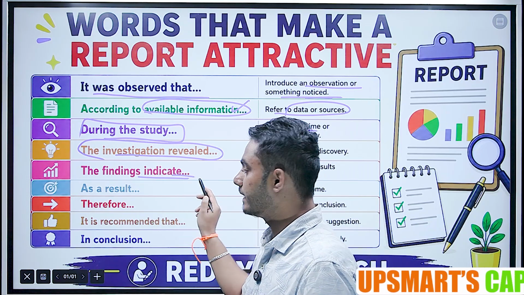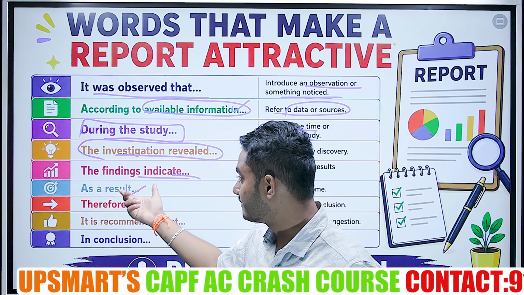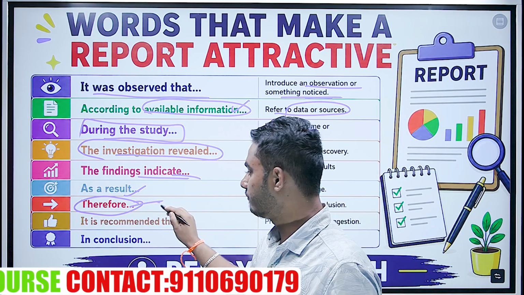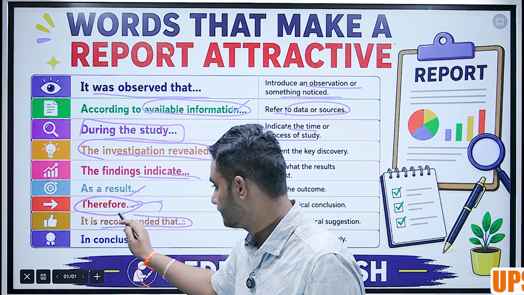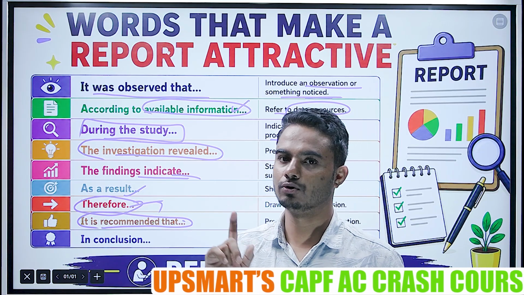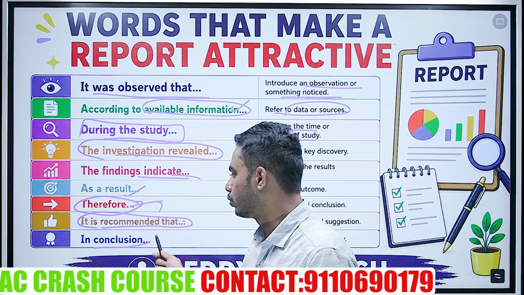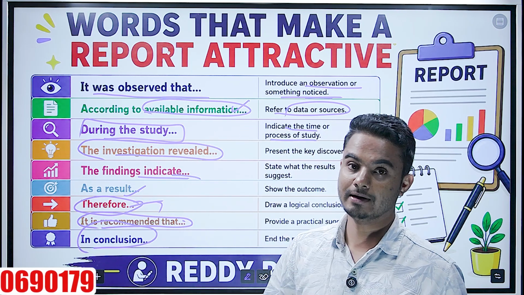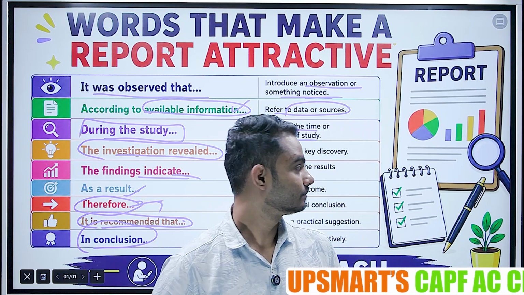"The findings indicate" or "as a result," if you want to give an impact as a result. Then, if you want to take a final stand, keep it like "therefore." "It is recommended that." If you want to give suggestions, my suggestions, way forward, don't keep it in that tone. Keep it like "it is recommended that." "In conclusion," you can keep the exact word. See the official tone, you're getting a knack of it, right? Write down these words, you can utilize them in the essay.